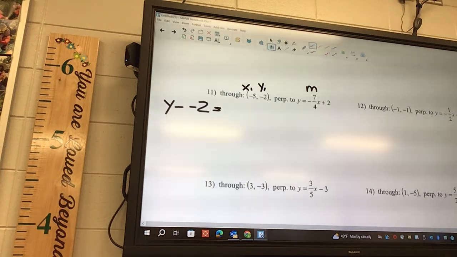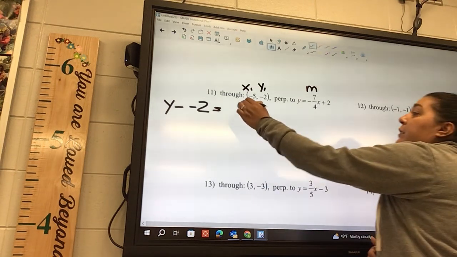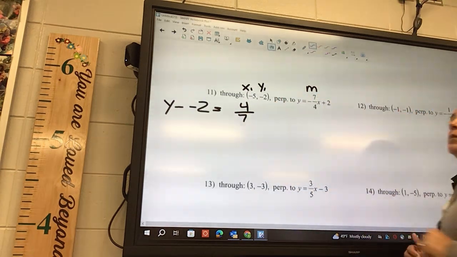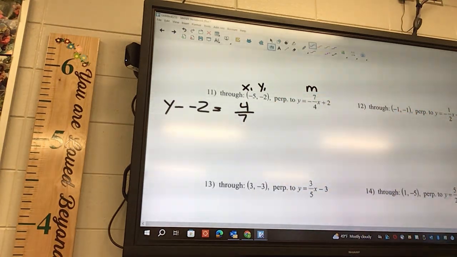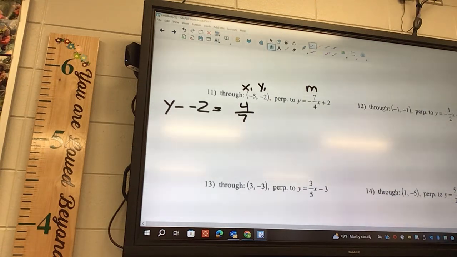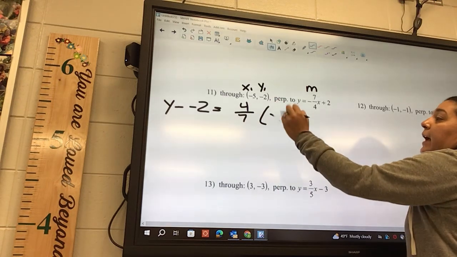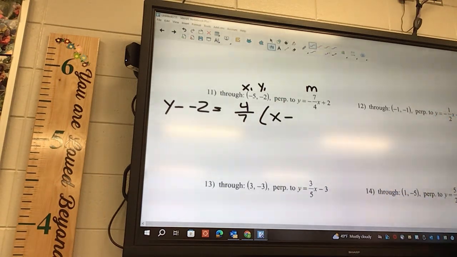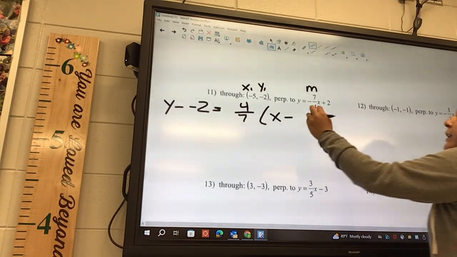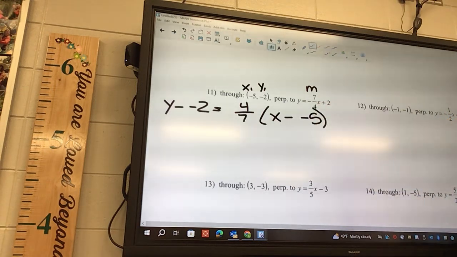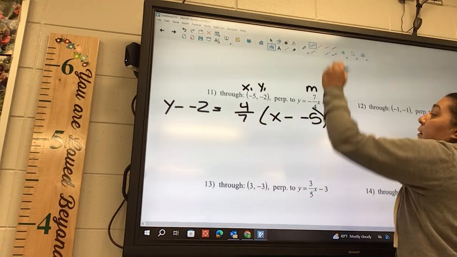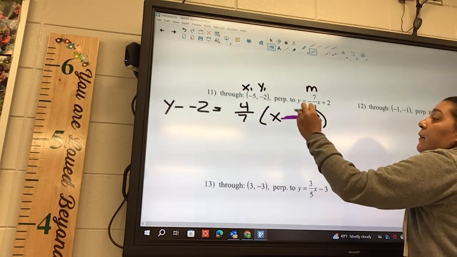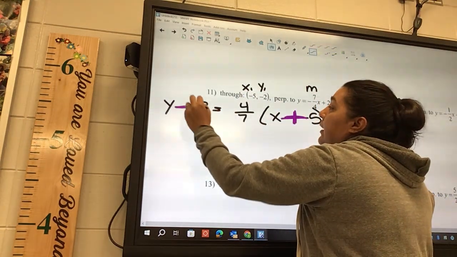So, what is 7/4 flipped? 4/7, so my m is gonna be 4/7, okay? What is this one currently? Is it a positive or a negative? It's a negative, so my new one should be what? Positive. Positive, okay? So it's gonna be 4/7, x minus, what is my x1? Negative 5, okay, and again, we look, do we have any minuses? Yes, so we're gonna change that to a plus. Okay, so right here and right here should be a plus and a plus.